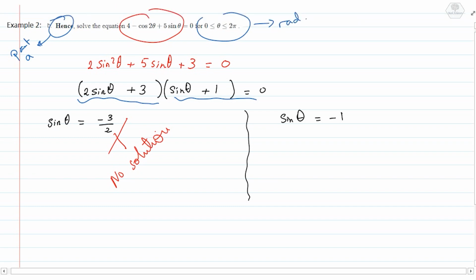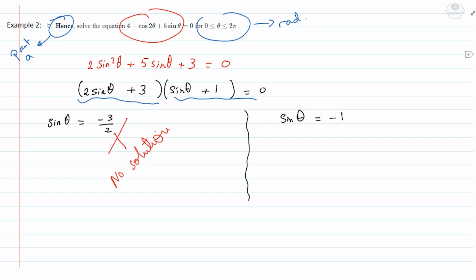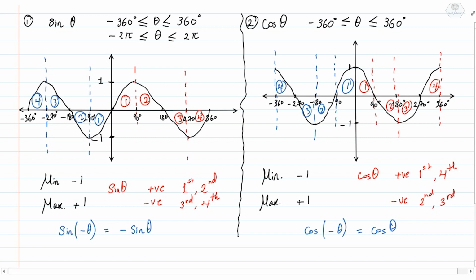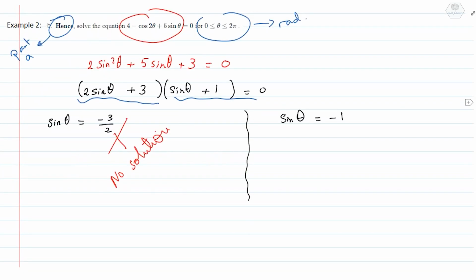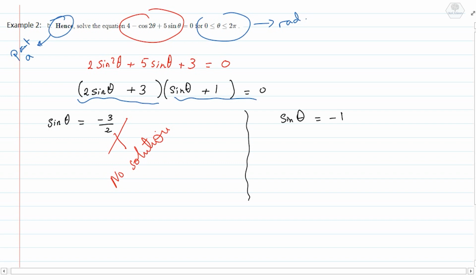Let's go to my second equation. I have sine theta is equal to minus 1. I want to check where sine is equal to minus 1. Minus 1 is here for the sine. So sine of 270 is equal to minus 1. So my angle is 270, but I need my answer in radians.